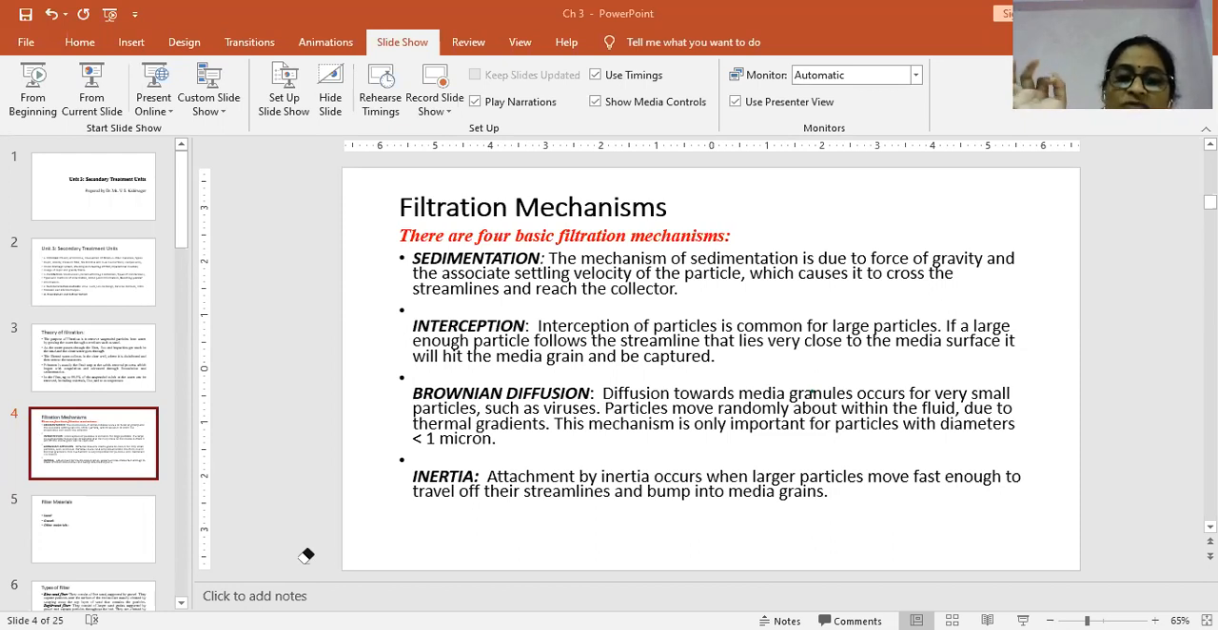Then Brownian diffusion. What is this? Diffusion towards media granules occurs for very small particles such as viruses. Particles move randomly within the fluid due to thermal gradients. This mechanism is only important for particles with diameters less than 1 micron. What is this? The particles move randomly within the fluid.